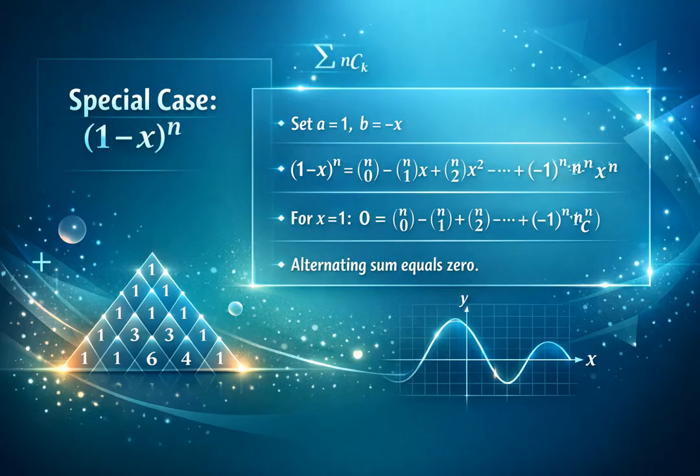Another special case, (1 - x)^n. Setting a equal to 1 and b equal to negative x, we get alternating signs. For x equals 1, the alternating sum equals 0: nC0 - nC1 + nC2 - ... equals 0. This identity is useful in many mathematical proofs.